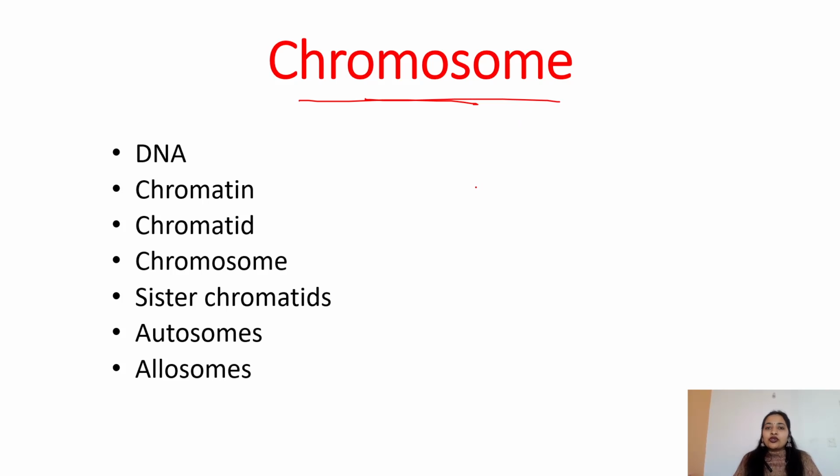So let's start with chromosome. What do we mean by chromosome? As you must have heard, chromosome is our genetic material, but you must have also heard that DNA is our genetic material. So how is it happening? Let's see. Suppose let's start with DNA.